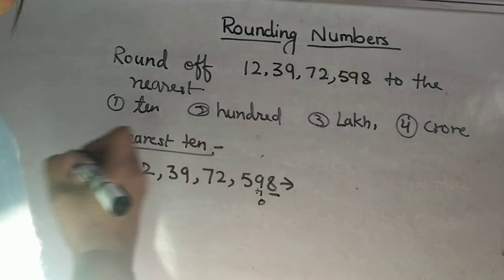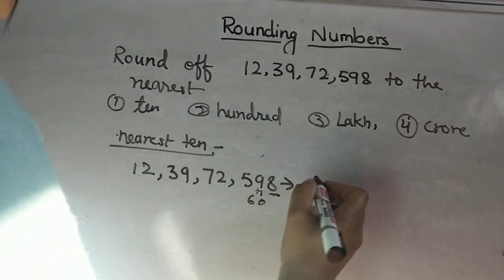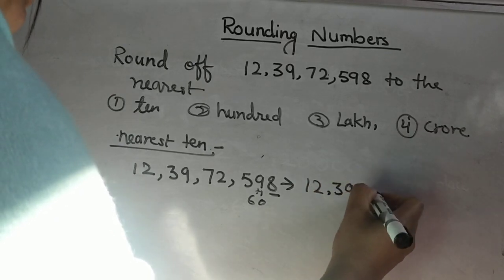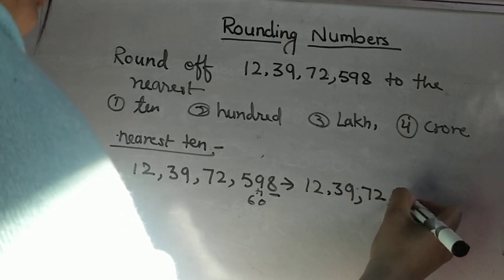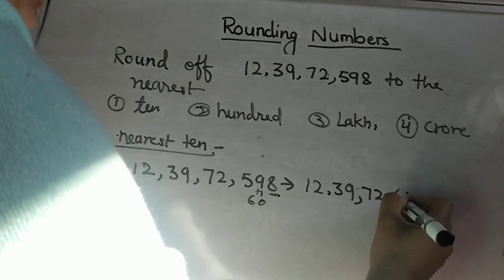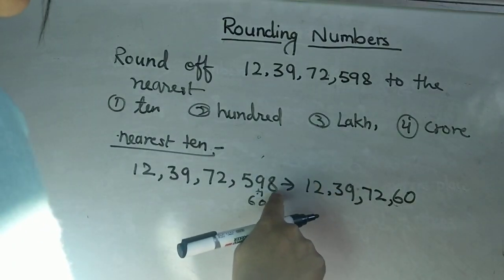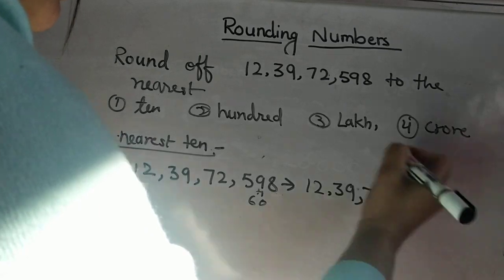9 plus 1, 10, 0, 1 carry 6. It will be 1, 2, 3, 9, 7, 2, 6, 0. And change the digit to the right of the tens place to 0. This is the ones place, one more 0.